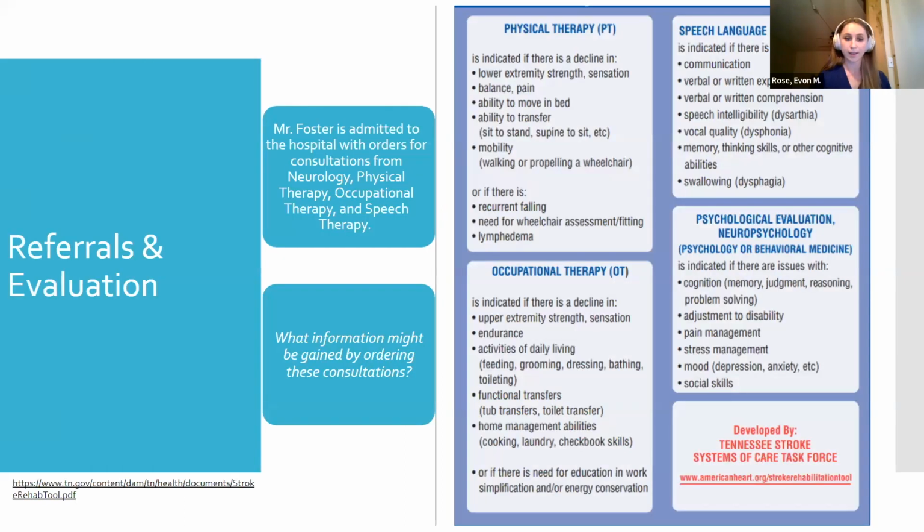He's then admitted, and the doctor initially brings on board a physical therapist, occupational therapist, and speech therapist. This picture here is showing some of the roles that those therapists might be contributing to his care, and potentially why the doctor might have wanted to bring them on. So at this point, what we know is Mr. Foster's had what seems to be a stroke, and he's being assessed by his therapy team. Now, after this assessment, the therapy team is each going to write a recommendation for discharge.